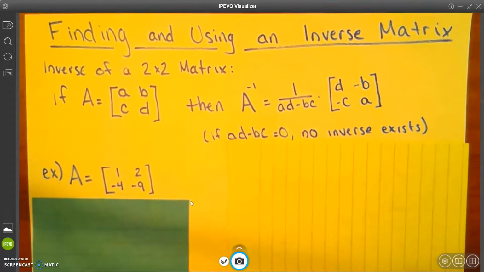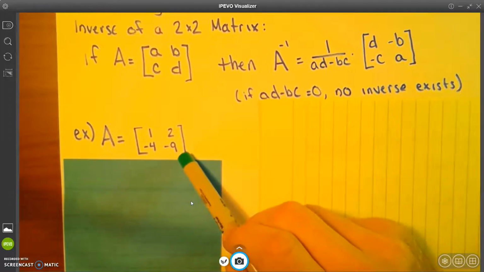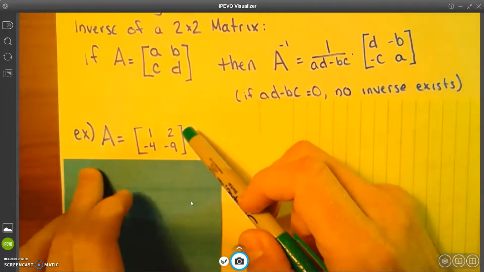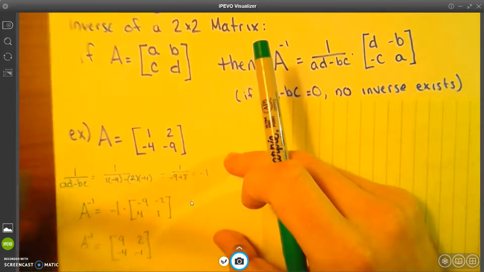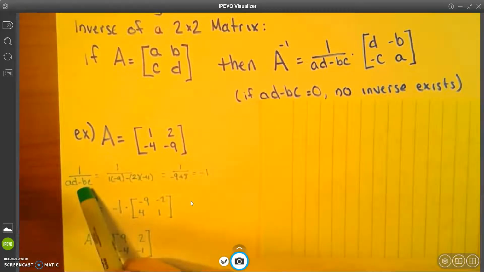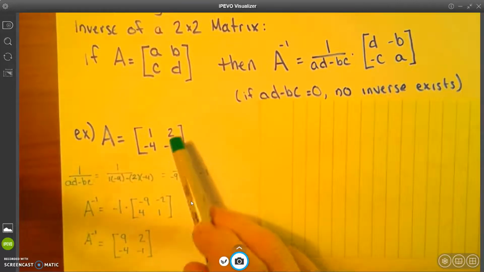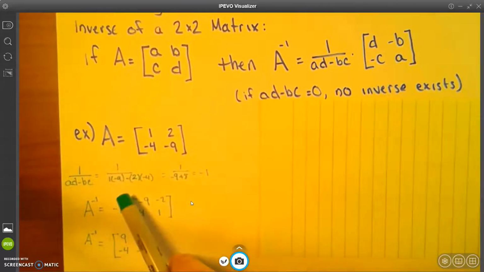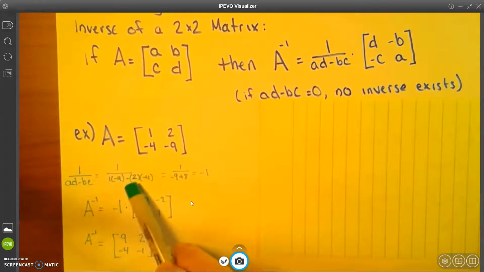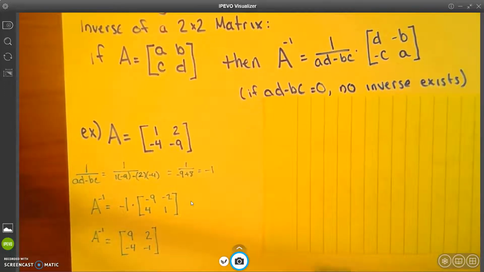Let's see this in practice. Here I have a 2 by 2 matrix A. We're going to find A inverse. The first thing we do is find that coefficient value, 1 over AD minus BC. AD is 1 and -9, and B and C are 2 and -4, so it's 1 over that cross multiplication. I'm going to rezoom here because it looks a little blurry. There we go. And it comes out to be -1 when all is said and done.